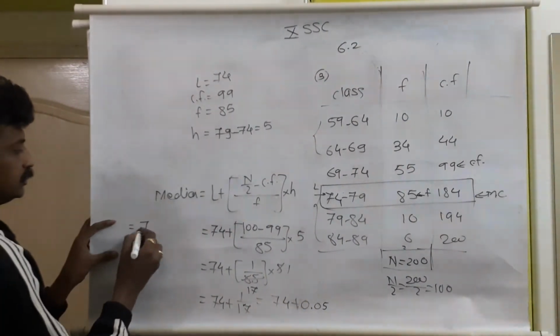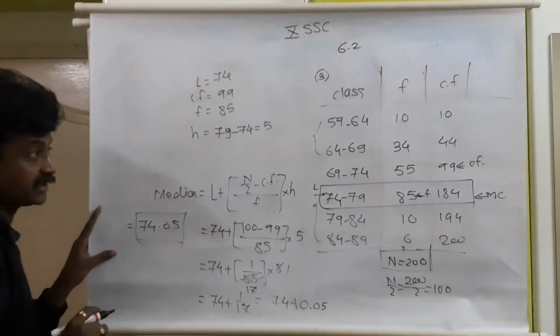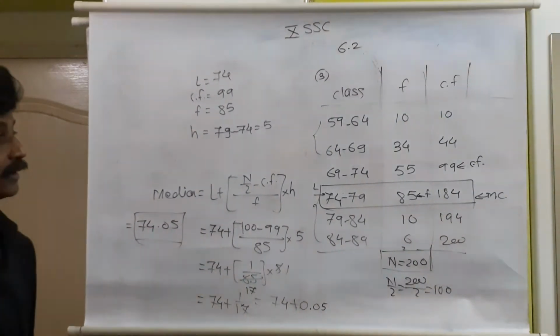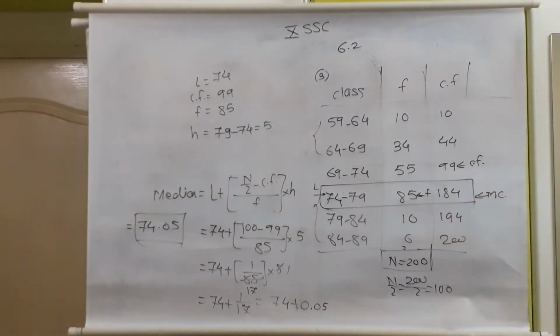Median is equal to 74.05. On average, the speed of cars on that national highway will be 74.05 kilometer per hour. We should not forget to write the unit if it is mentioned in the question.